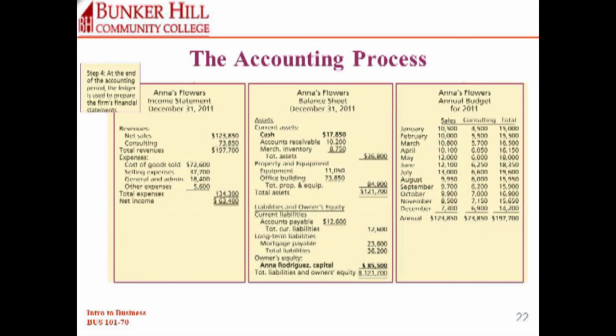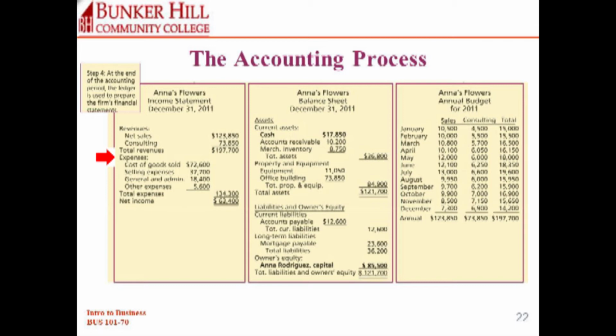The next slide is step 4, where you take all of that information that you've collected, and then you start to run some of the types of things that an accountant would come up with. So an income statement is the first thing you would look at. How much money came in, revenue. Net sales, $123,850. Consulting, she made $73,850. Total revenue is $197,700.